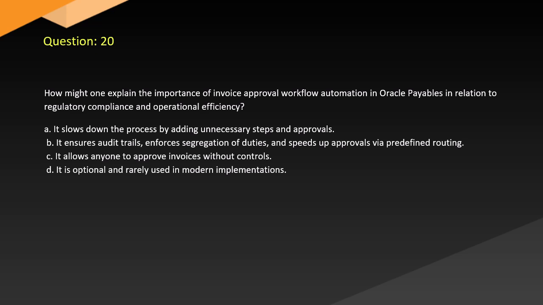Question 20. How might one explain the importance of invoice approval workflow automation in Oracle Payables in relation to regulatory compliance and operational efficiency? A. It slows down the process by adding unnecessary steps and approvals. B. It ensures audit trails, enforces segregation of duties, and speeds up approvals via predefined routing. C. It allows anyone to approve invoices without controls. D. It is optional and rarely used in modern implementations.